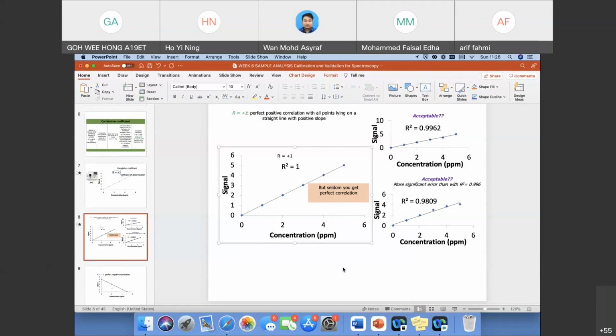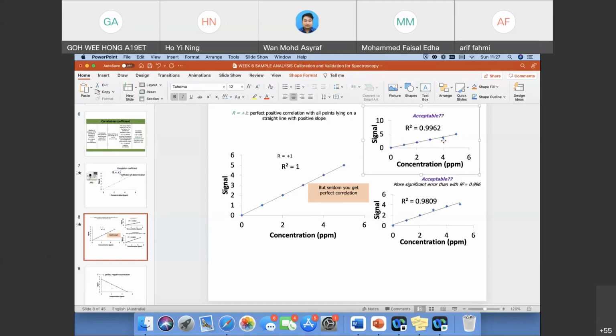As I've mentioned before, R equal to 1 or R square equal to 1 is in an ideal world without random error. You would certainly have an error during your sample, standard preparation and also your analysis. So R square equal to 1 is the one that you want, but it will not happen. Due to the random error, it will be less than 1. But we need to be nearest to 1. That's our aim.